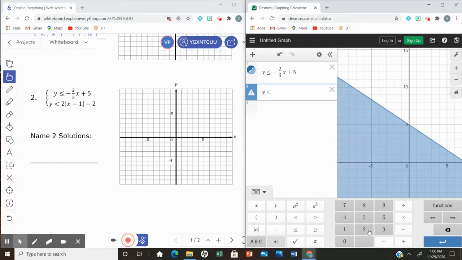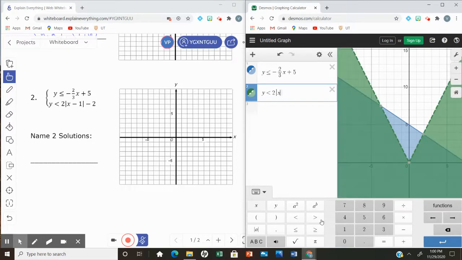Oh, now we have a vertical stretch on this one, a 2 absolute value of x minus 1. As you can see, it just made our graph pretty skinny. We're going to arrow to the right and put a minus 2 on the outside.